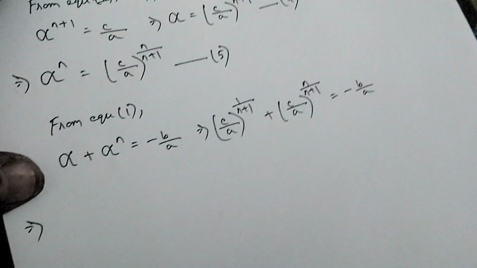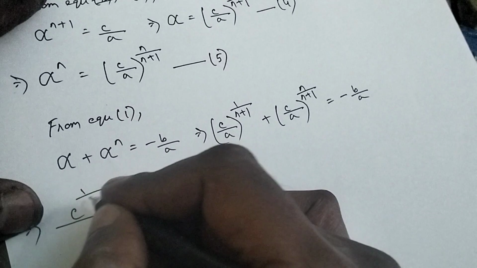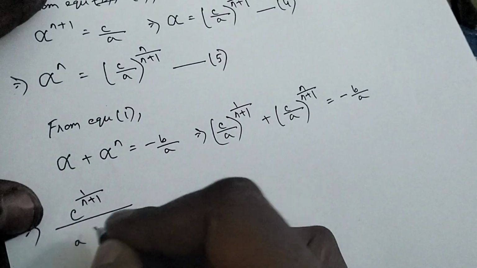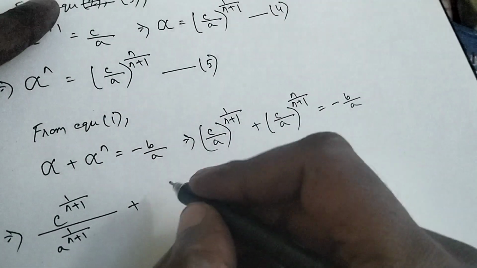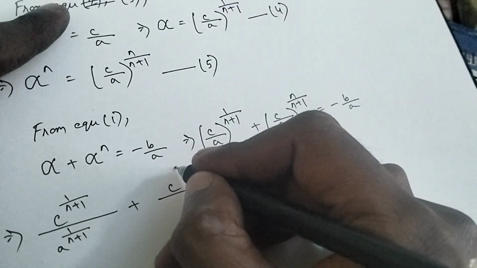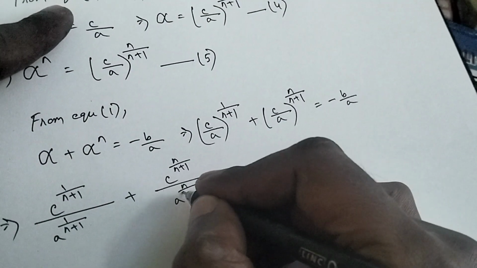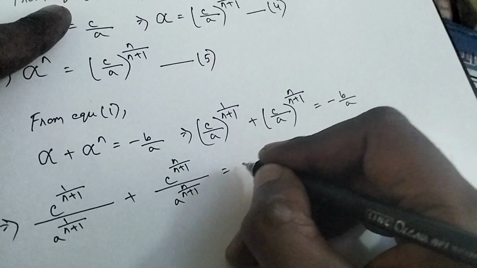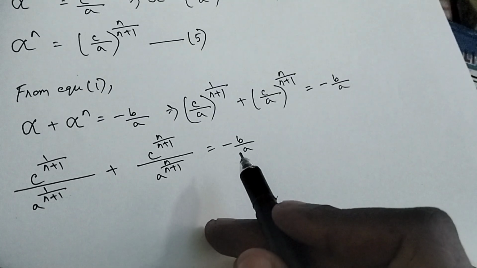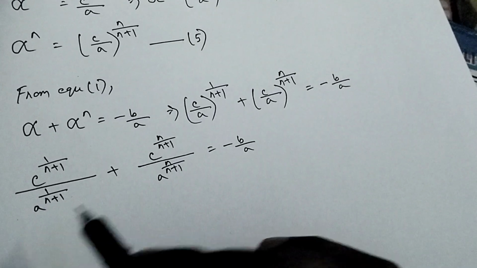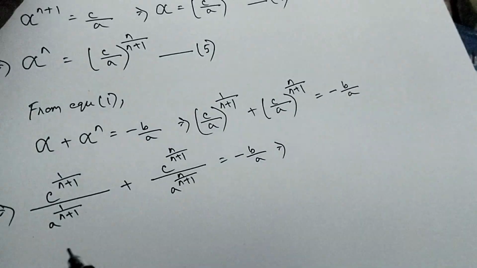So this will be c to the power 1 by n plus 1 by a to the power 1 by n plus 1, plus c to the power n by n plus 1 by a to the power n by n plus 1, is equal to minus b by a. So now I will multiply both sides by a.